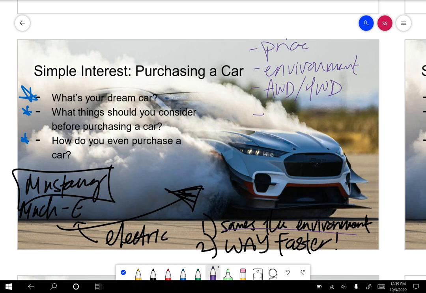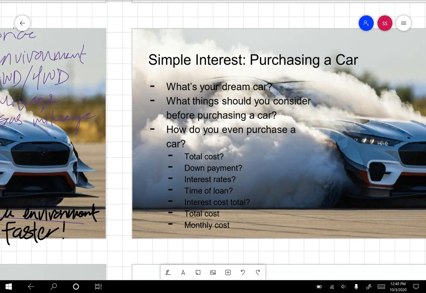If it's a used car, you might check out mileage. You could check out gas mileage, so does it get good gas mileage? Or is it going to be a gas guzzler? And then how do you even purchase a car? So let's talk about purchasing a car.